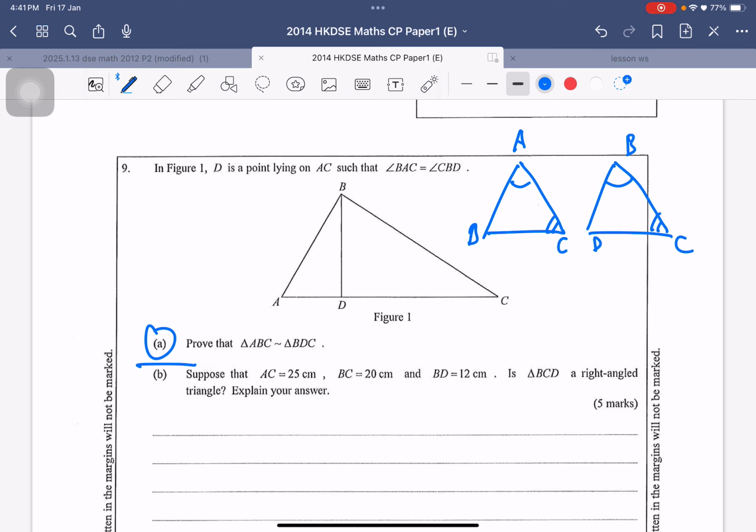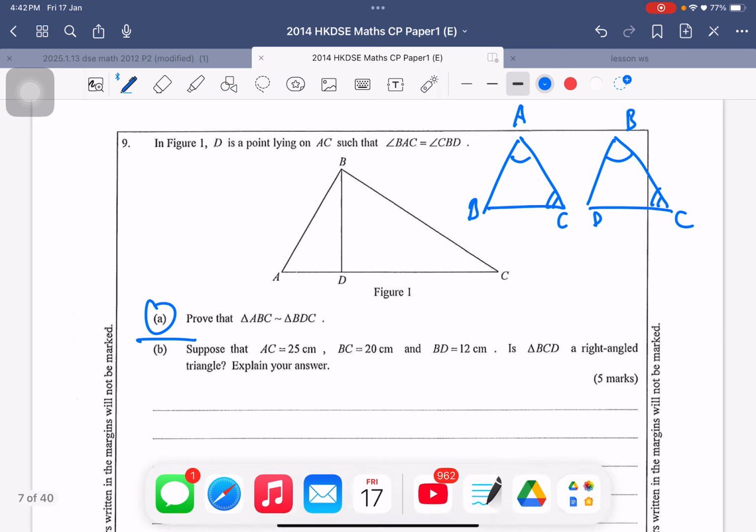Then what do I need to write for the reason? Two angles are the same. The same angle, okay? So we have two pairs of angles that are the same. Can we say they are similar? Not yet. If you have two angles, it's enough.